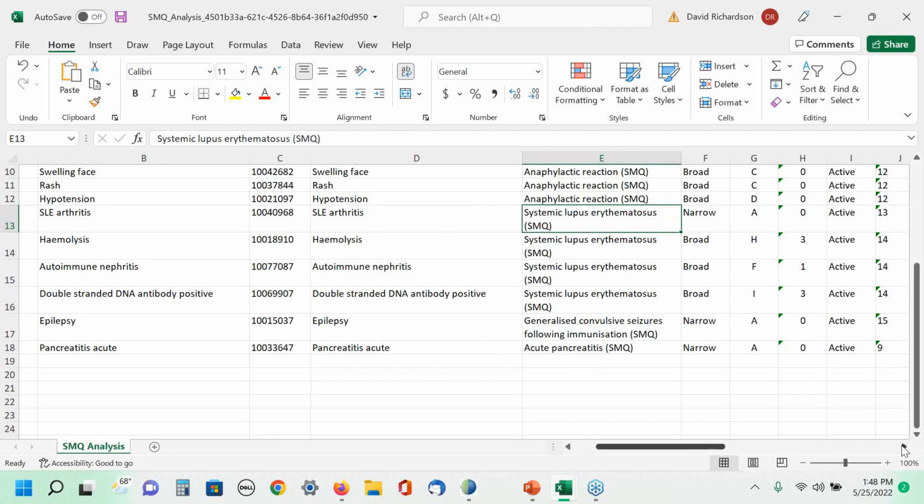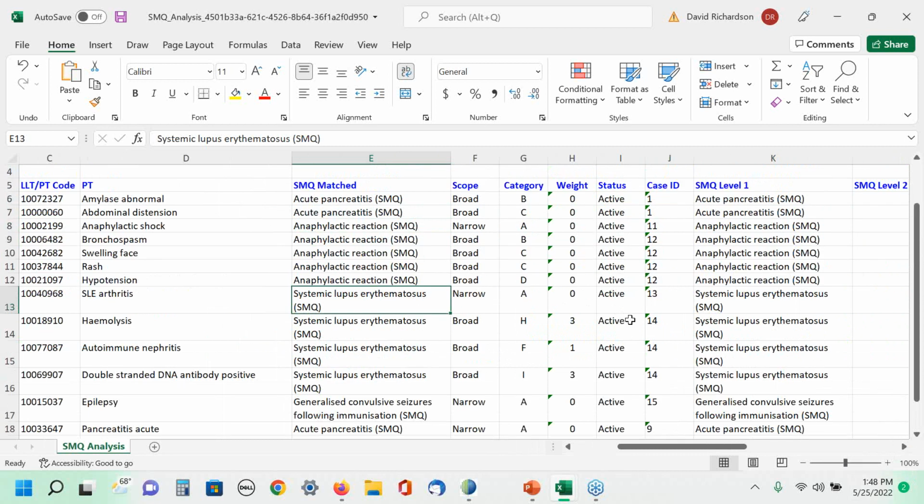This is, again, one of the 10 algorithmic SMQs. But I want you to appreciate that we had a number of terms here. And when I look at the patients involved, here we have patient number 13 had one concept, SLE arthritis. That was a narrow search term. So that tells you you need to look at that case because you had a category A narrow search term.